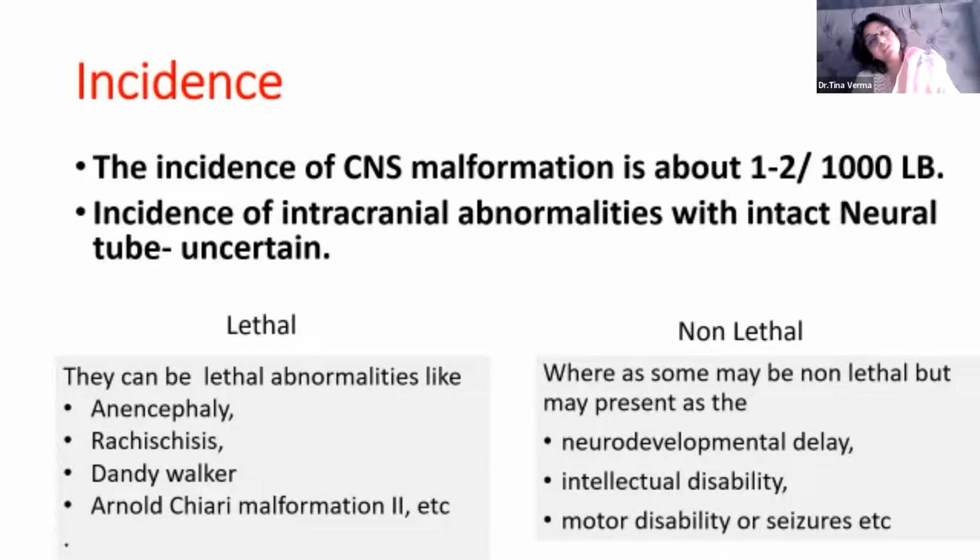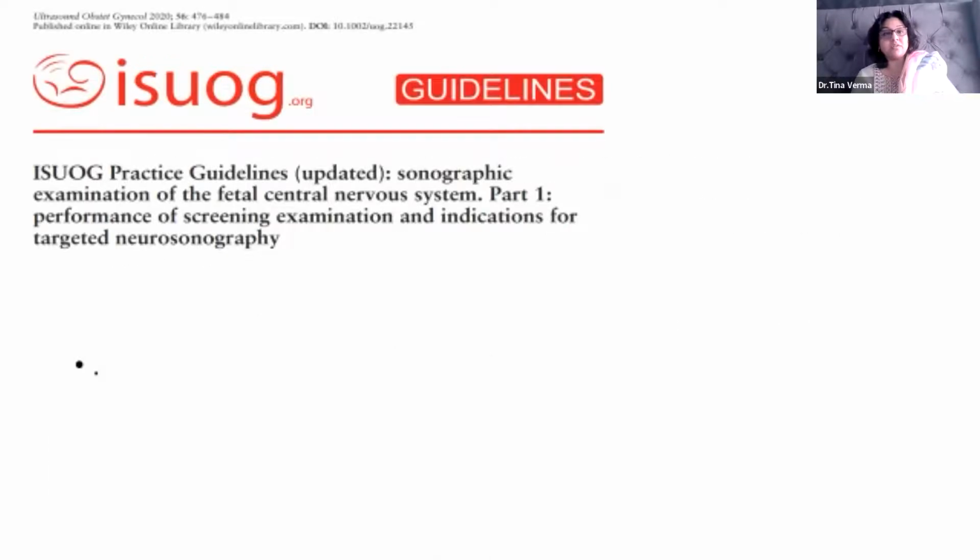These CNS malformations can be lethal or non-lethal. The lethal ones include anencephaly, rachischisis, Dandy-Walker malformation, and Arnold-Chiari malformation too. And why are we worried about non-lethal malformations? Because they may present as neurodevelopmental delay, intellectual disability, motor disability, or seizures.